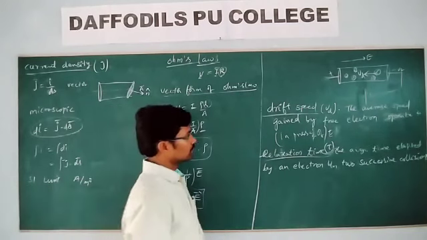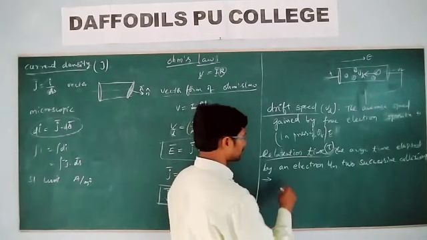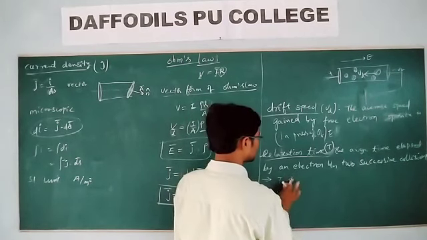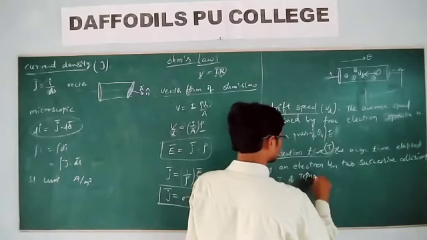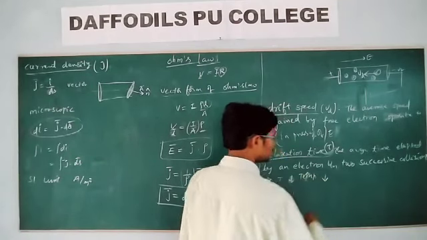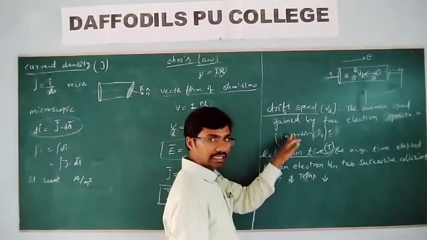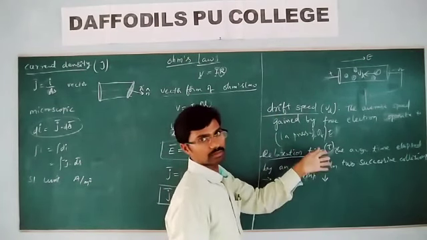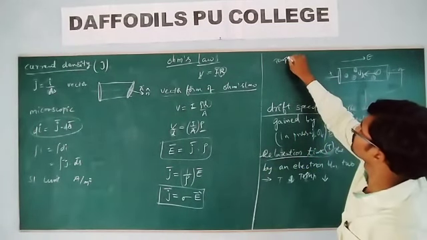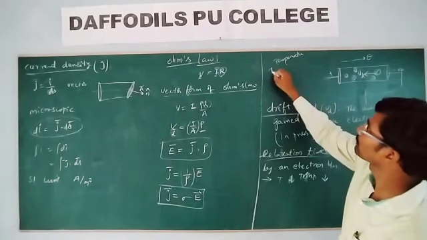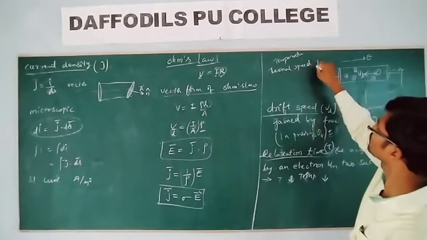And this relaxation time decreases with increasing temperature. As the temperature increases, the relaxation time decreases. Here also the drift speed will decrease with increasing temperature. What will happen? When temperature is increased, the thermal speed of the electrons will increase.